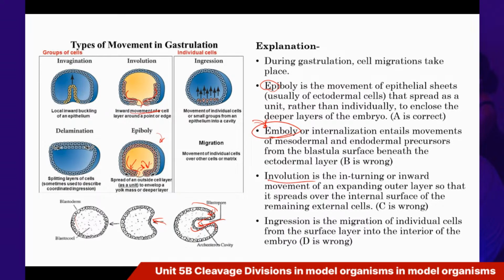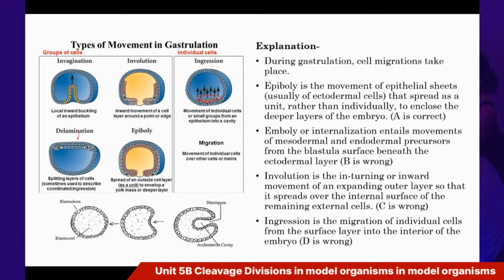So you can see here inward movement of an expanding outer layer so that it spreads over the internal surface of the remaining external cells. And ingression is individual cell migration, where you can see these cells were initially present in a layer of cells, but now they have migrated into the blastocoel. They have become individual cells. They are no more a part of the epithelial layer.